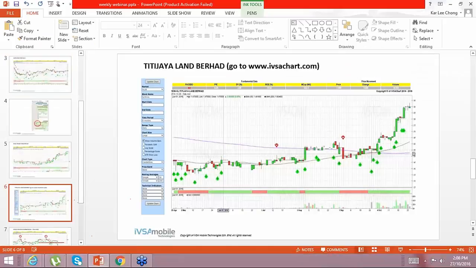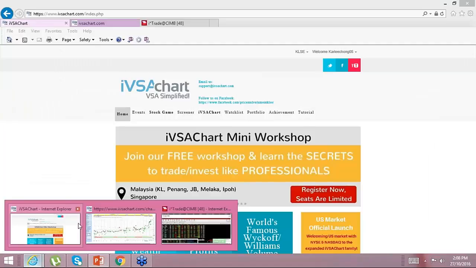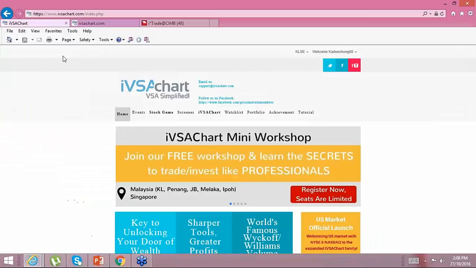As you can see here, iVSAchart, you can log in anywhere you want. It is like trading in your palm. You can view it on your phone. It is easy to just open it from a browser, and then you can trade everywhere you go and view it everywhere you want. Now once you are in the website, we have screener for you to choose, right?